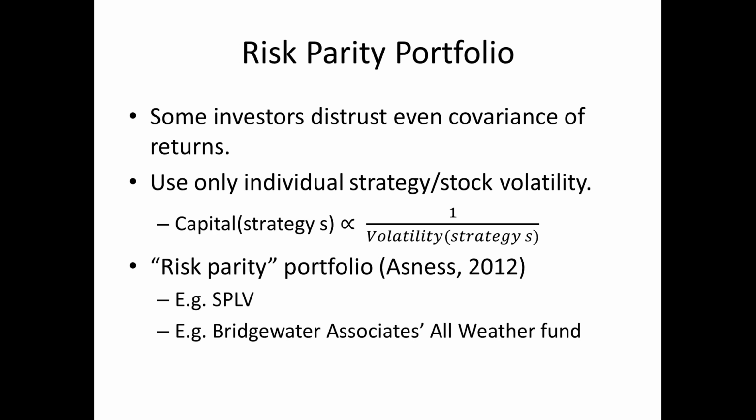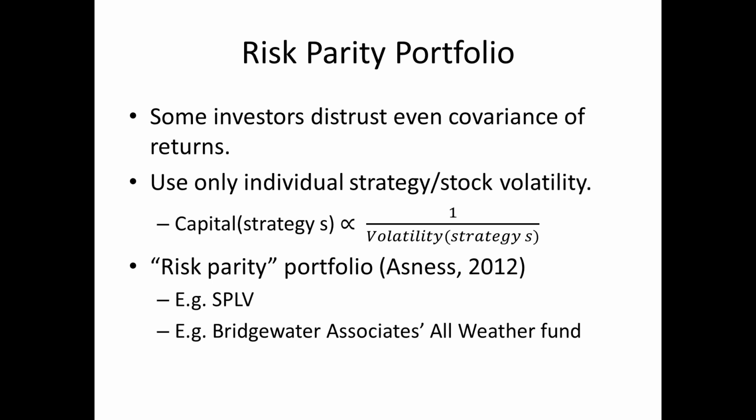Now, going one step further, some investors distrust even the covariance calculation because they don't think that correlation is stable enough. They reduce the whole portfolio to an uncorrelated collection of strategies or stocks. Assume that all correlation is 0. That's the most extreme view of out-of-sample predictability. They think that the only thing that's really predictable is the individual component's volatility, not even the correlation of their returns, not to mention the expected return. But even the correlation of returns is error-prone, they feel.